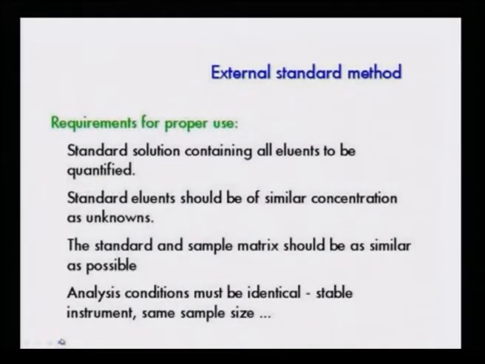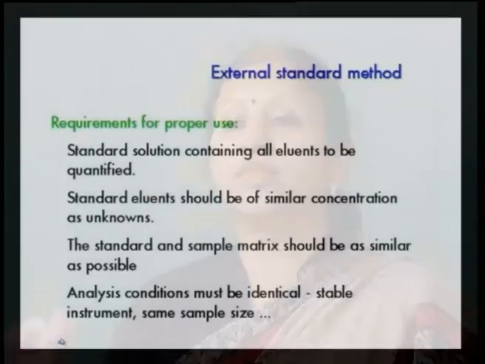The requirements for proper use are that a standard solution contains all eluents to be quantified. The standard must have all those components. The standard eluents should be of similar concentration as the unknown. Now, we have to understand that if we are expecting the unknown in the range of 5 ppm, we cannot take a standard of 100 ppm. The difference will be too large. So, we have to take a range of 2 to 10 ppm in order to analyze our unknown, which is in the order of 5 ppm.